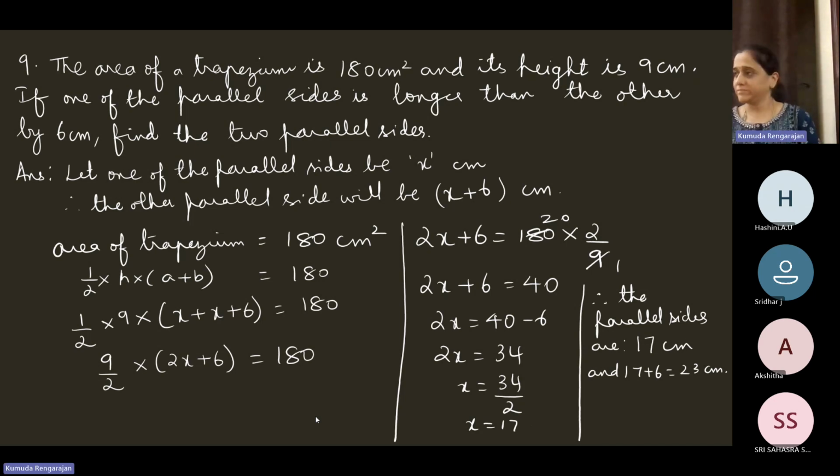Yeah, you got it? Good. Try with x and x minus 6. X will be 23, and x minus 6 is 17. Very good, very good. Correct. You get x as 23 here. Correct.